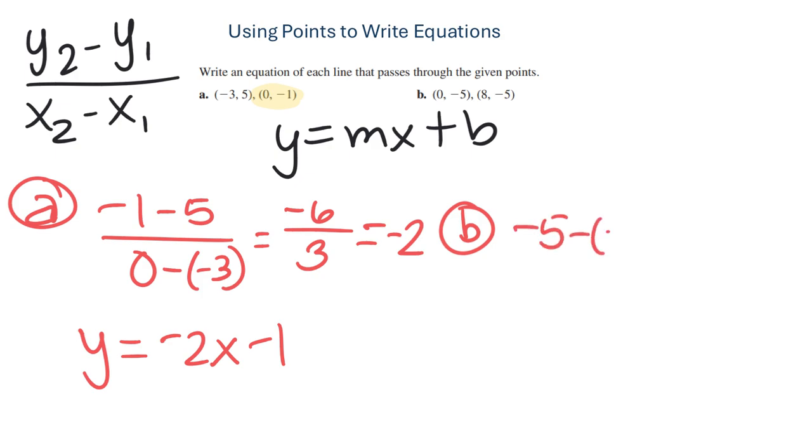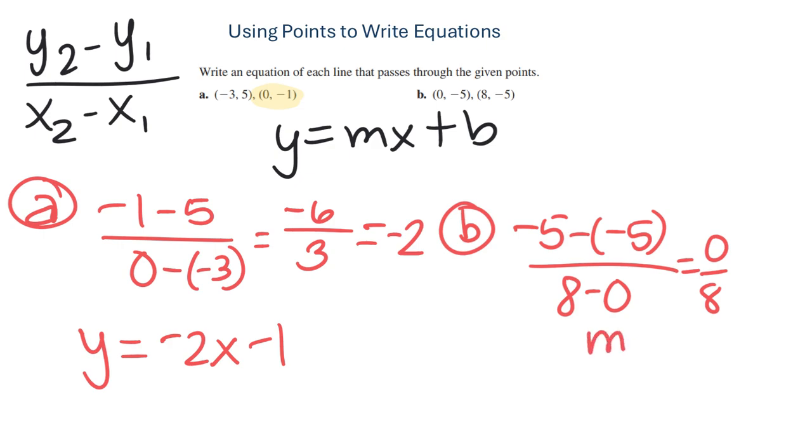-5 minus -5. And our x2 is 8 minus. What is -5 minus -5? What is it? And we know that 8 minus 0 is what? 8. What happens when we have a 0 on our numerator? Undefined. Is undefined? Our slope is going to be what? 0. When is it undefined? When our 0 is where?